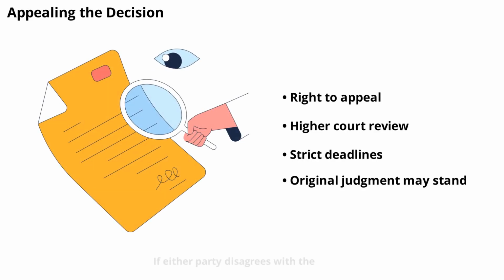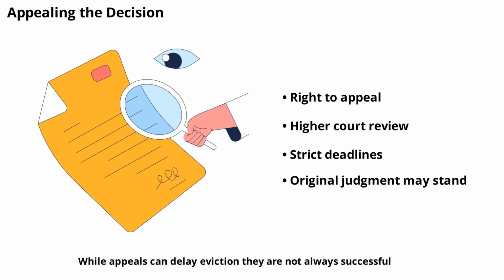If either party disagrees with the court's decision in an unlawful detainer case, they may have the right to appeal. The appeals process involves a higher court reviewing the lower court's decision for legal errors. Appeals must be filed within a specific time frame and usually require legal grounds such as procedural mistakes or misinterpretation of the law. While appeals can delay eviction, they are not always successful, and the original judgment often stands.